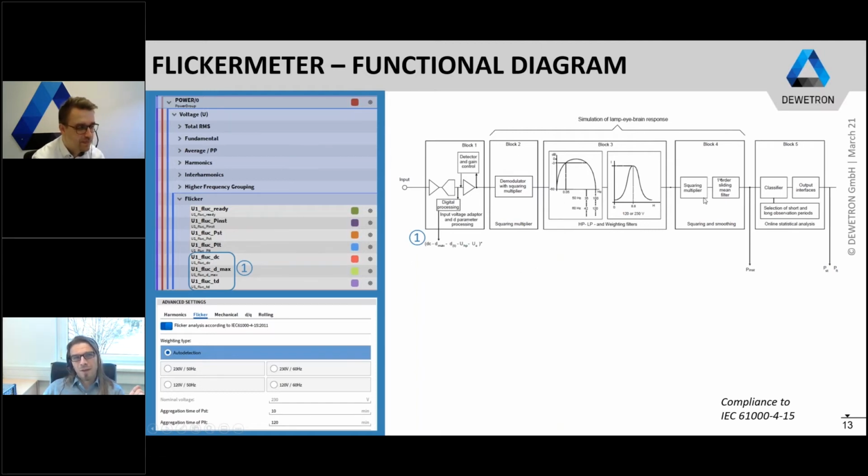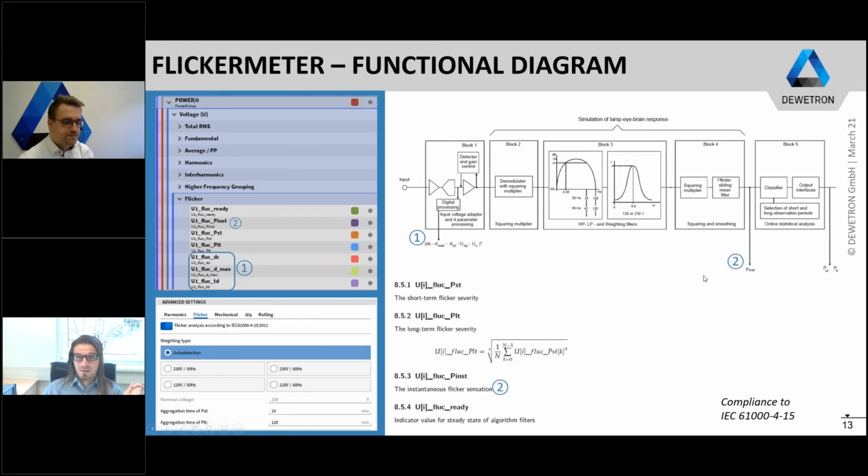Blocks 2, 3, and 4 simulate the eye-brain response to the flicker of the conventional light bulb. The flicker analysis is prescribed and standardized for 4 different power grid types: 250 volt 50 Hertz, 120 volt 50 Hertz, 230 volt 60 Hertz, and 120 volt 60 Hertz. These parameters, the voltage amplitude and the fundamental frequency of the system, are respected here with filters in the third block. On the output side of the fourth block, the so-called P-inst, the instantaneous flicker sensation, will be output and be available as a signal in this P-inst channel.